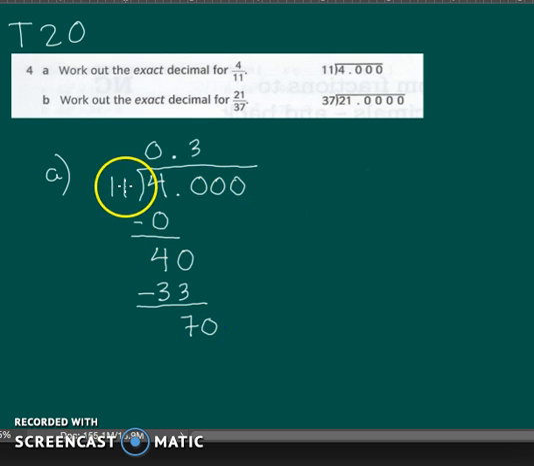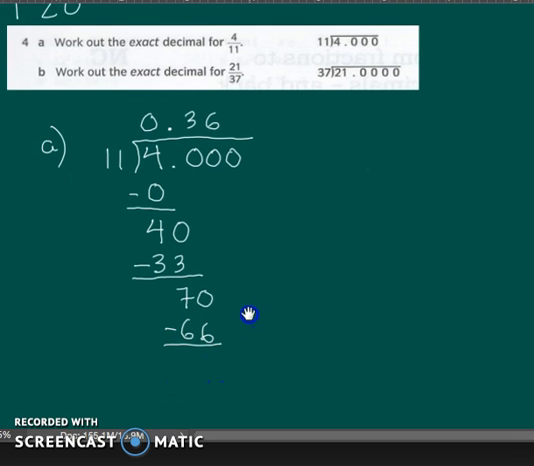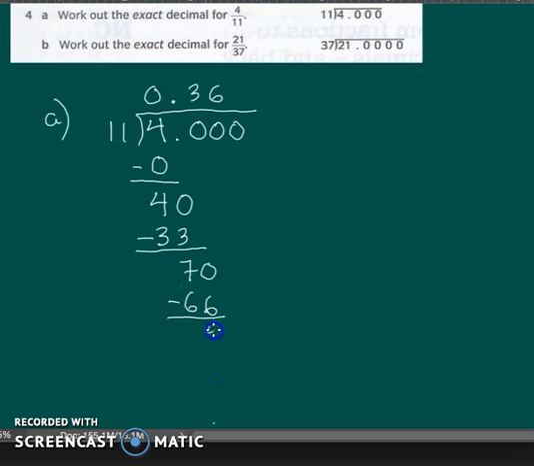How many times does 11 go into 70? 6 times. And 6 times 11 is 66. So I'll subtract 66 from 70, and I get 4, and I take down another 0.